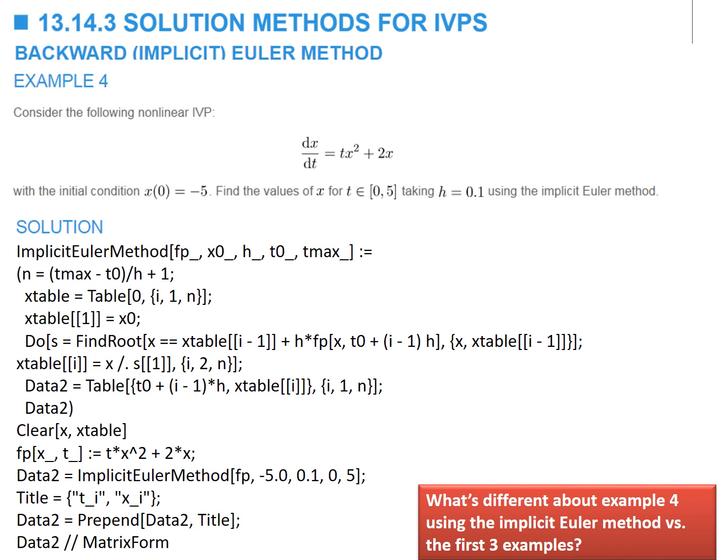Here you have a code that gives you a table of the time and the value of x using the implicit Euler method given a rate. If you compare this code with the code from the explicit Euler method, the biggest difference is that here we're using FindRoot to be able to solve for x. So you should study this code and try to understand how it is employing the implicit Euler method to solve initial value problems.